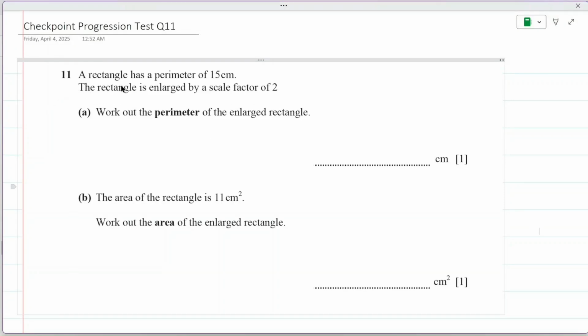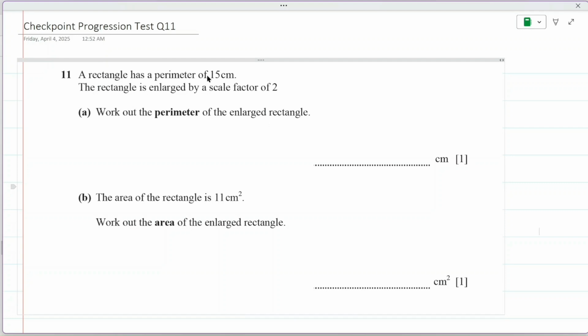Question 11 says a rectangle has a perimeter of 15 centimeters. The rectangle is enlarged by a scale factor of 2. Question 11a. Work out the perimeter of the enlarged rectangle. This is a straight question.